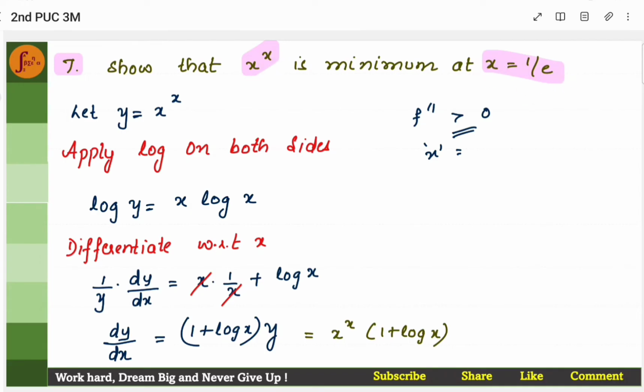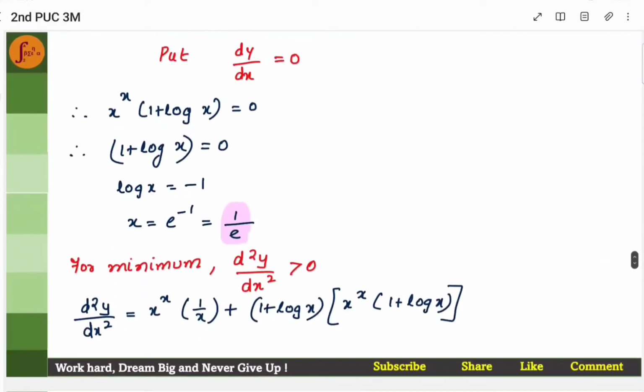To prove that, you will have to first take the single order derivative, find the value of x, then find the second order derivative, substitute the value of x in the second order derivative, and then see if it is greater than 0 or less than 0. There are detailed steps given in the playlist. You can refer to that for solving such kinds of problems.